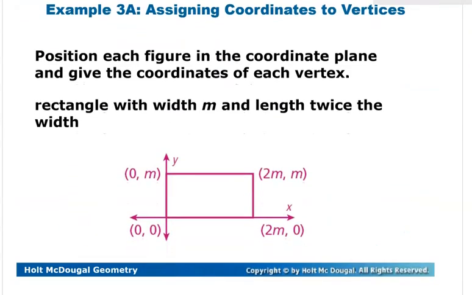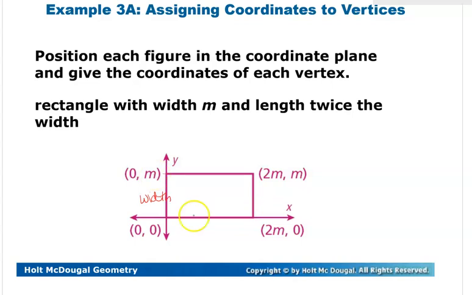Okay, position a figure on the coordinate plane and give the coordinates of each vertex. A rectangle with a width of m. Okay, so this is my width, and we went up m. Now, if you're using graph paper, this can be 2 points, this can be 1 point. I don't care. M is whatever you want it to be. You're not going to put a number here. You're going to put m because m is your variable.